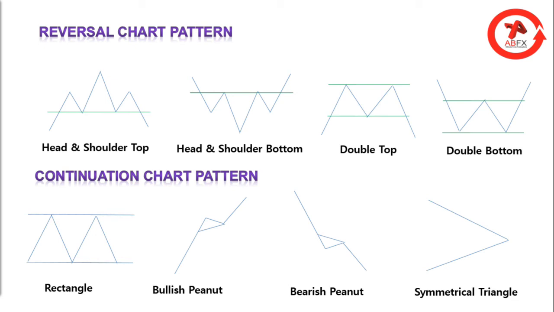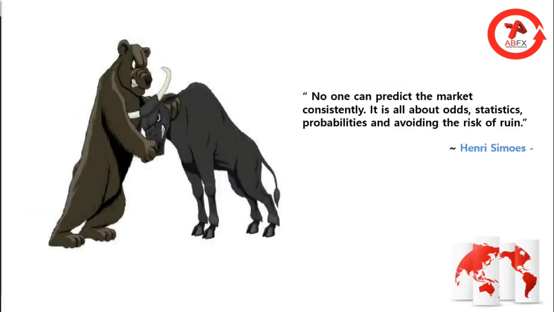So now we talk about something very important, risk management. When you are a good trader, you need to follow it with discipline. You need to follow the trading with complete discipline. So what is risk management? Risk management means we need to manage our take profit and stop loss always inside the market, because the market cannot be predicted consistently. Henry Simmons has said the market cannot be predicted consistently. It is all about statistics, probabilities, and avoiding the risk of ruin.